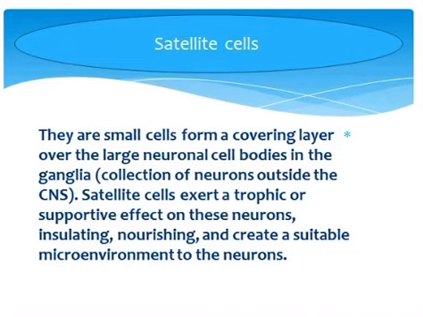Another type of neuroglial cell in the peripheral nervous system is the satellite cells. These are small cells that form a covering layer over the large neuron cell bodies in the ganglia. The ganglia are collections of neurons outside the CNS. The satellite cells exert a trophic or supportive effect on these neurons, nourishing them and creating a suitable microenvironment for the neurons.